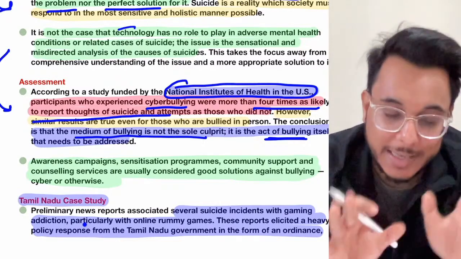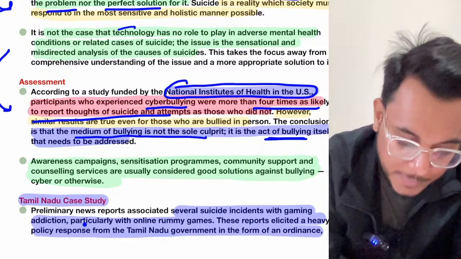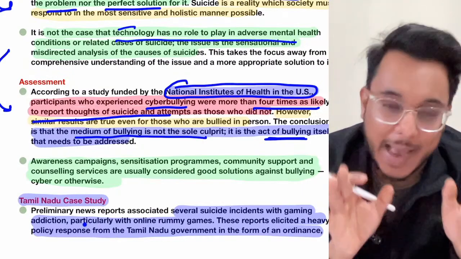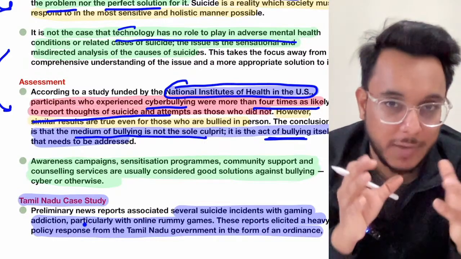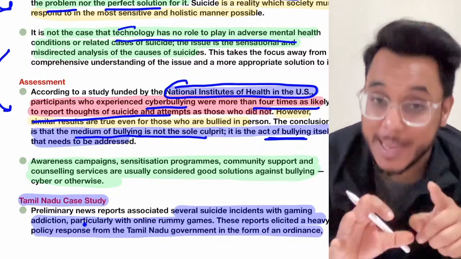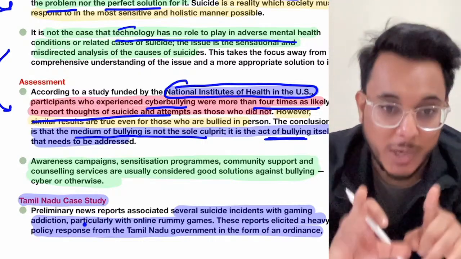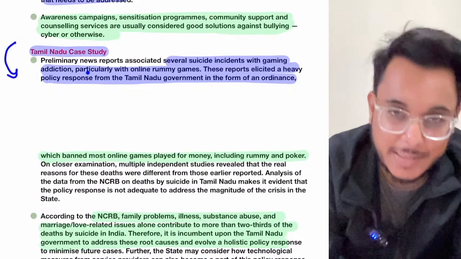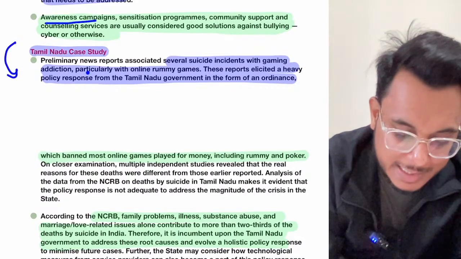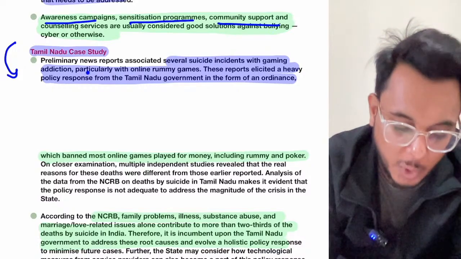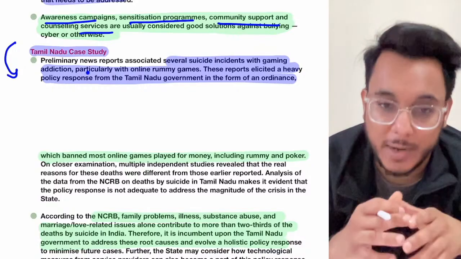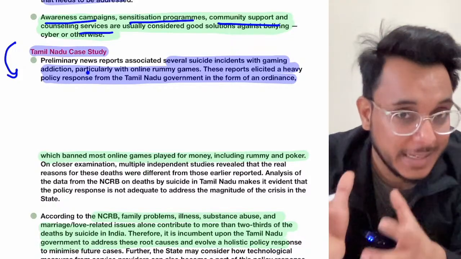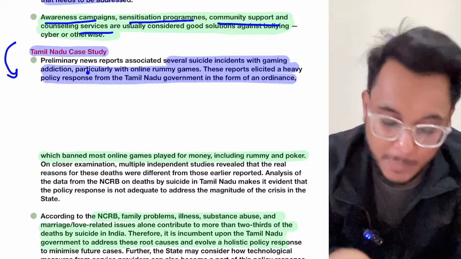Moreover, obviously we cannot also say that technology has no role to play. Technology has some role to play. Technology, yes, has given some kind of superficial traumas, but technology is not the only culprit that we are talking about. Now here it has been provided that we should focus on awareness campaigns, sensitization programs, community support, and counseling services to be given, so that people receive support in the times when they are stressed, in the times when they are depressed.